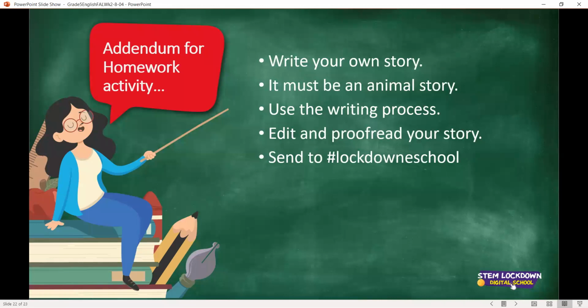And then you're going to correct it yourself. And you're going to check your spelling yourself. And you can also get somebody else to check your story. And then you write a neat draft.